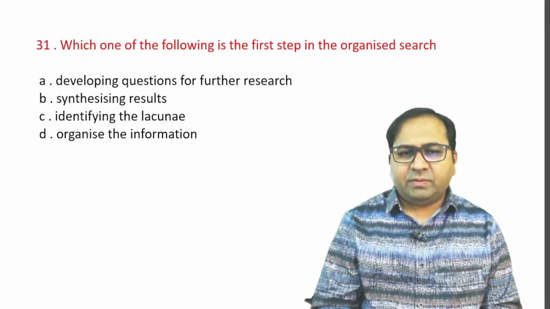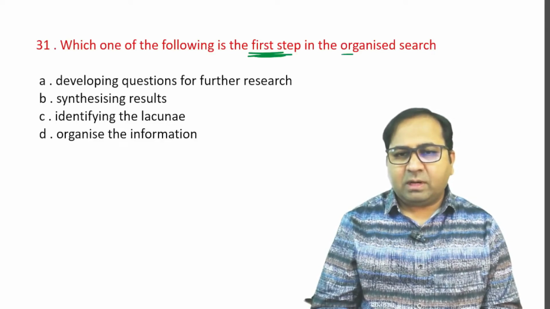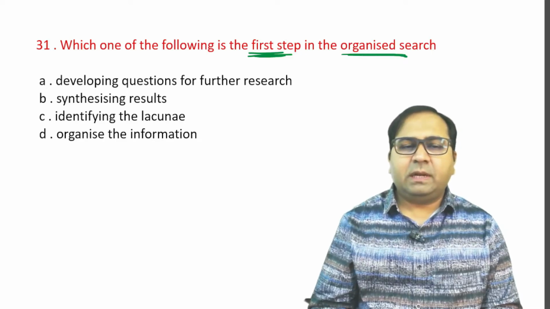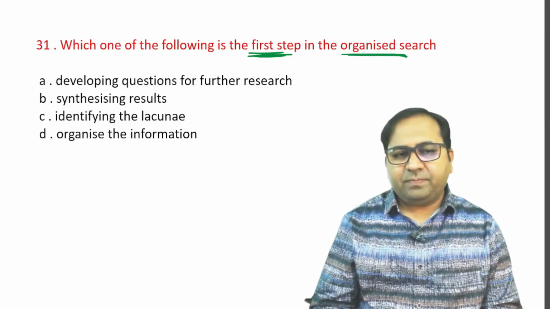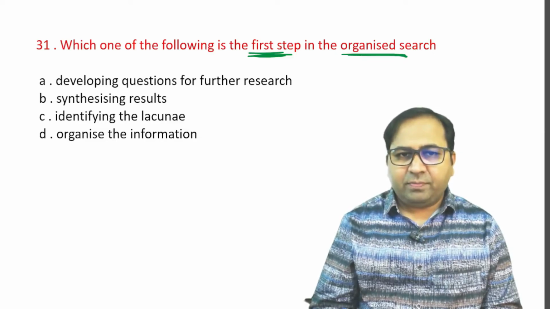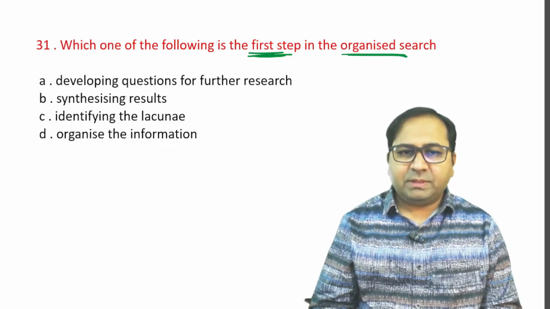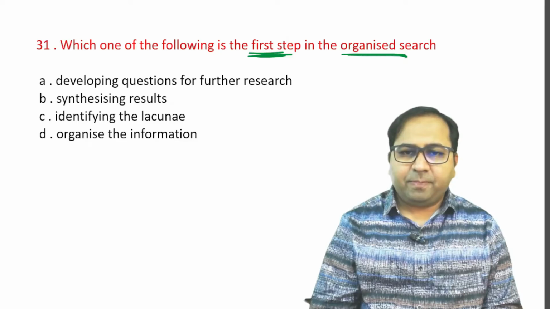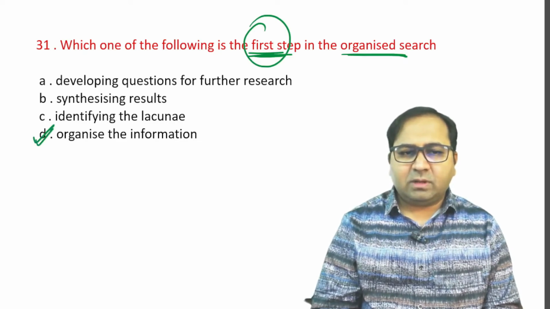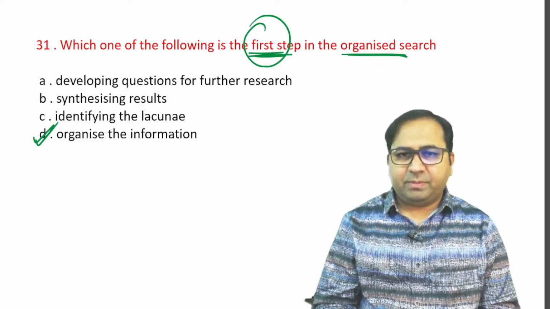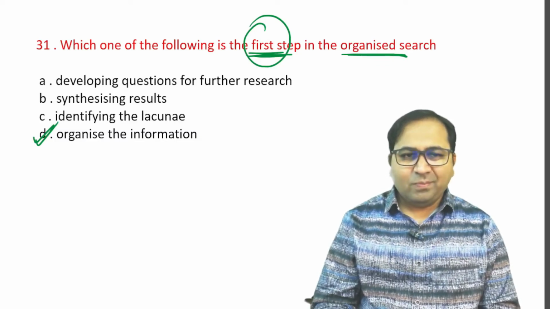Next question. Which one of the following is the first step in the organized search? Options are A. Developing questions for further research. B. Synthesizing results. C. Identifying the lacunae. Or D. Organize the information. The first step in the organized search is option D, that is, organize the information. Please remember the question and also the answer.